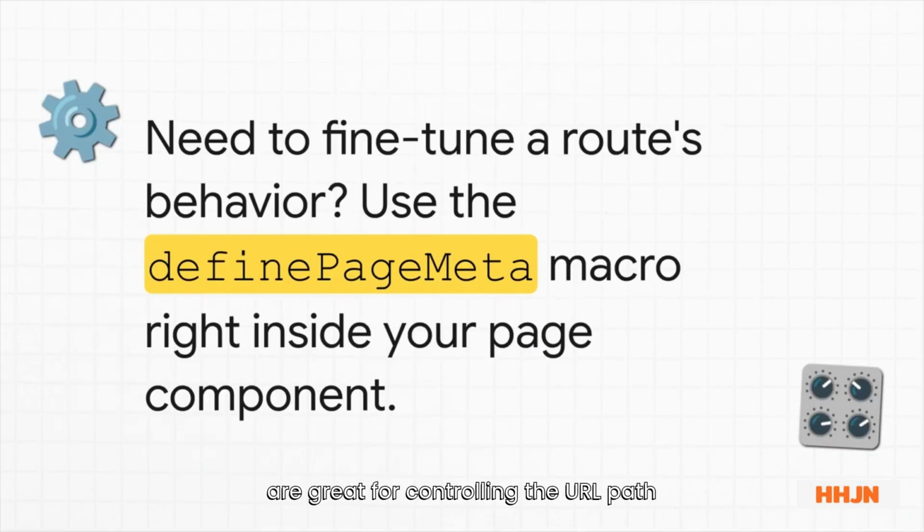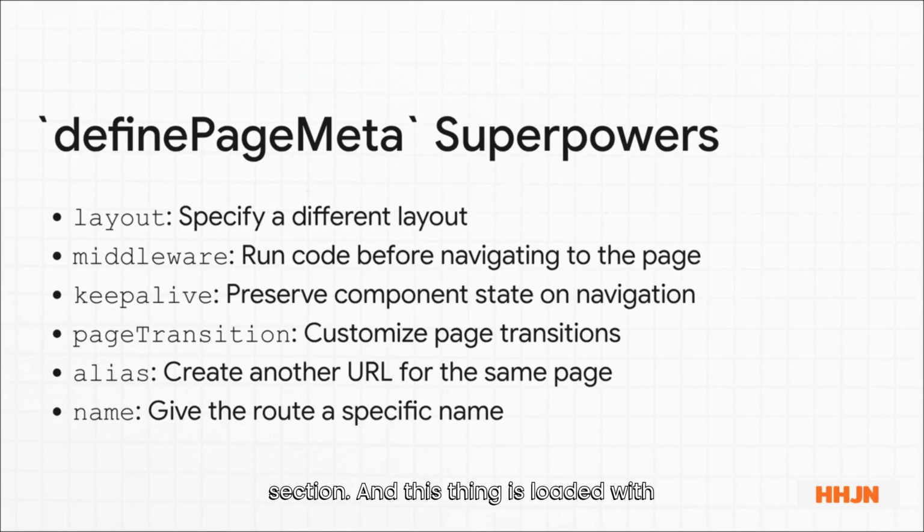So file names are great for controlling the URL path itself. But what about everything else? What about metadata, middleware, transitions, or layouts? For all that fine-tuning, you use a macro called definePageMeta, and you put it right inside your page component's script section. And this thing is loaded with superpowers.